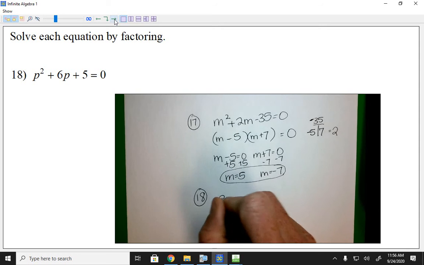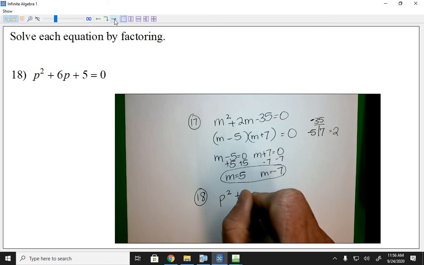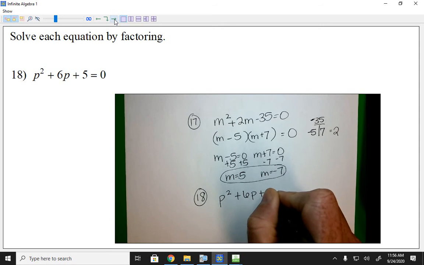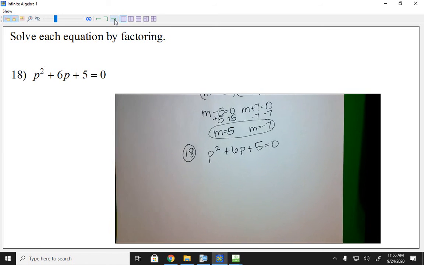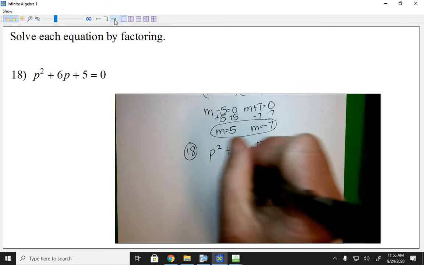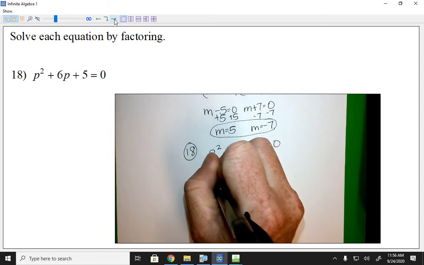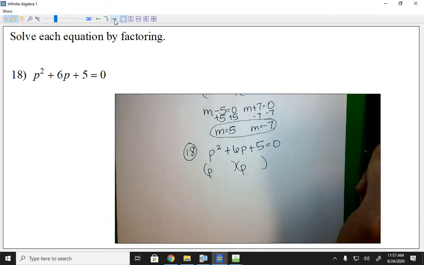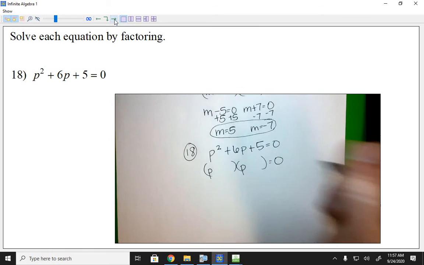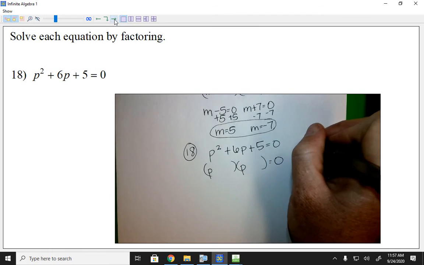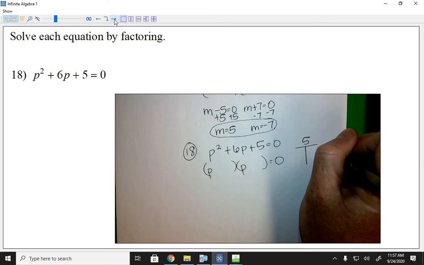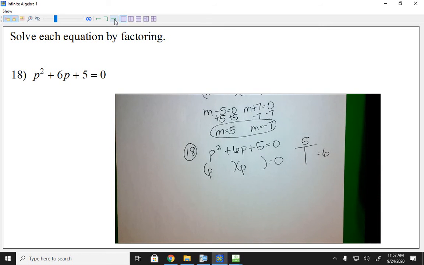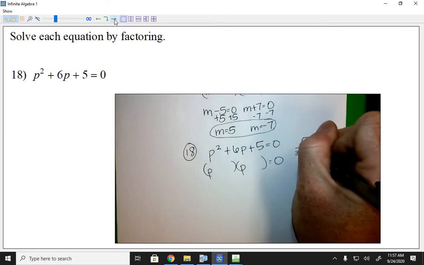So again, this is a trinomial with a 1 out front. So all I have to do is do 2 sets of parentheses with my variable. Still equals 0. Now what multiplies to positive 5 that when I add makes positive 6? So 3 and 2, let's see what that equals.